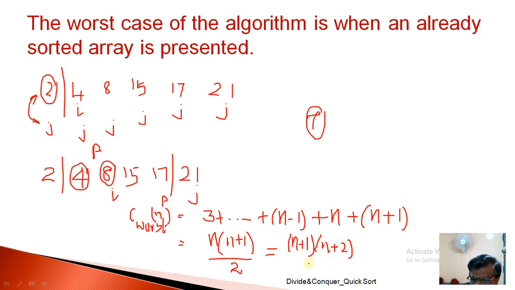divided by 2. Since the series starts from 3, 1 plus 2 is missing from the series, therefore this should be lessened. So 2 plus 1, 3, should be lessened. Therefore, upon simplifying this, the biggest term happens to be n square. Therefore the worst case of the quicksort algorithm happens to be big theta of n square.